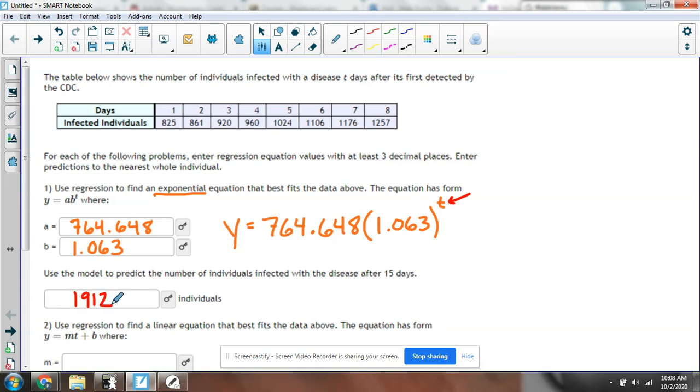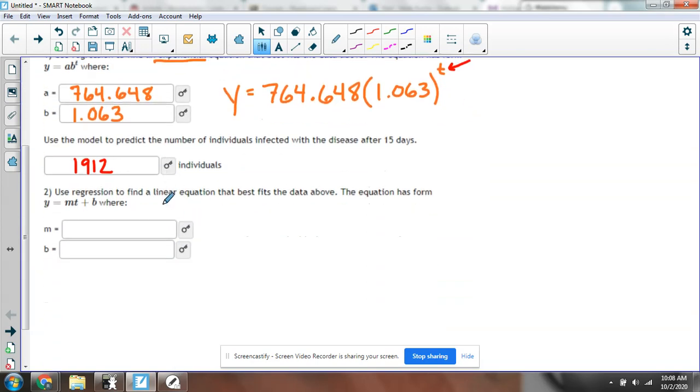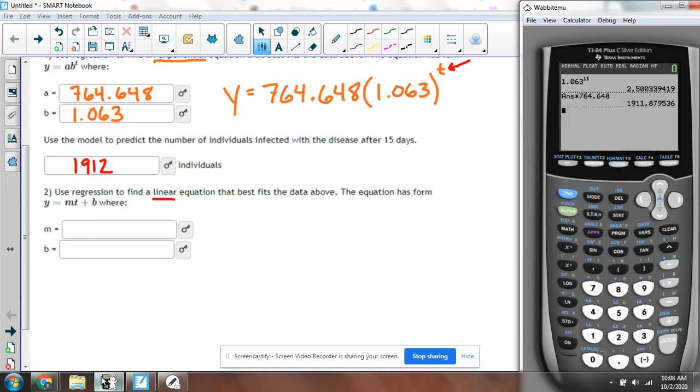Okay. Now we're going to repeat the process. It's just we're going to find a different equation. Here was exponential. So now for part 2, we're going to find the linear equation. It's going to look like this. Y equals mt plus b. So my data is already in the stat list, so I don't have to add anything there. I'm just going to go back to stat and hit calculate. I'm going to use the linear regression, number 4.